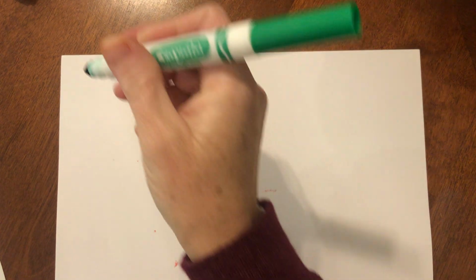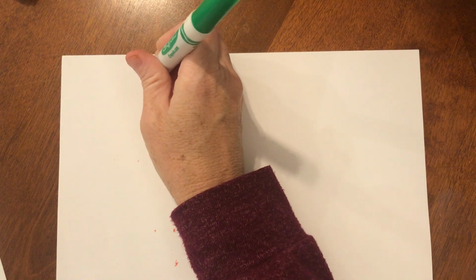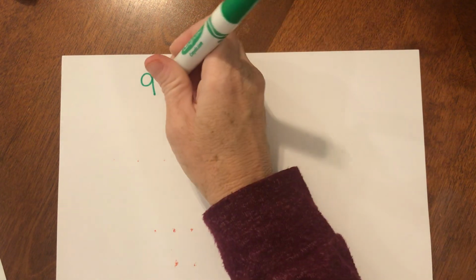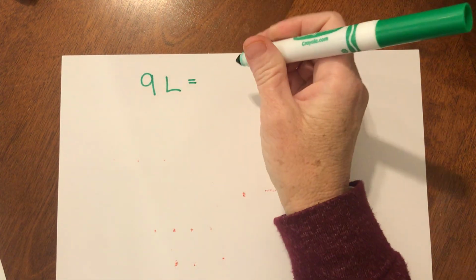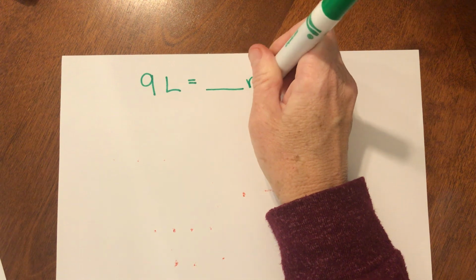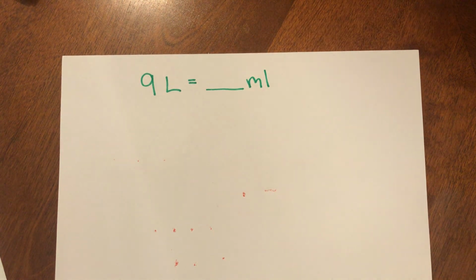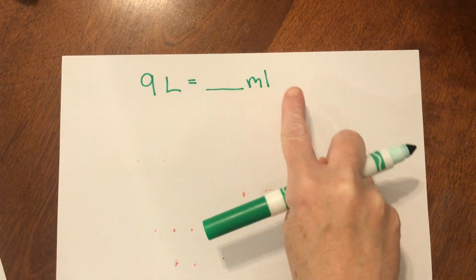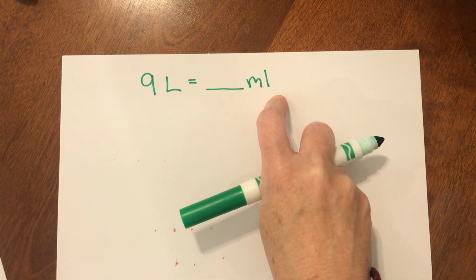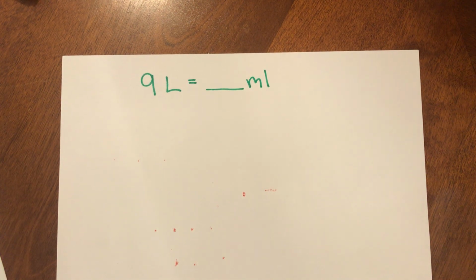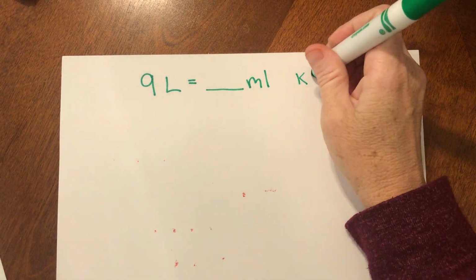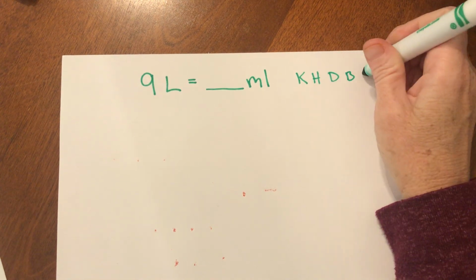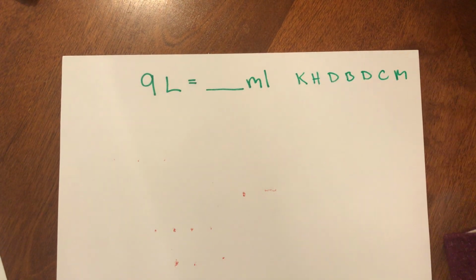Okay, our first problem is we're going to try 9 liters equals blank milliliters. Okay, and remember liters is this, capital L, so it looks like an L. When you write milliliters, they usually just make it a lowercase l. Okay, but I notice instantly this is King Henry died by drinking chocolate milk.